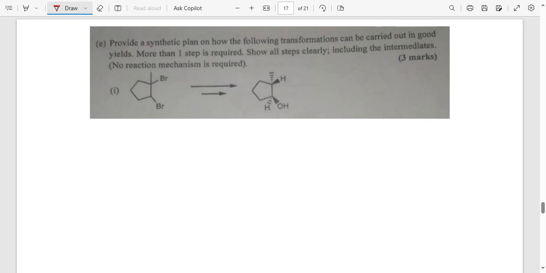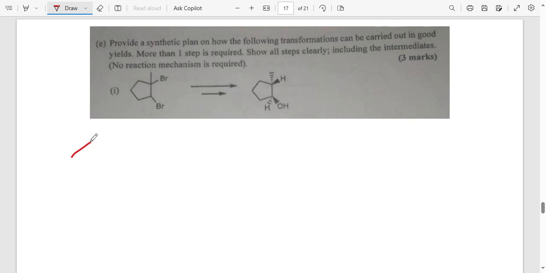Now we have this one. I think we did look at this one. Yeah, we did look at it. Provide a synthetic plan on how the following transformation can be carried out in good yield. In good yields, more than one step is required. Show all steps clearly, including the intermediates. No mechanism is required.